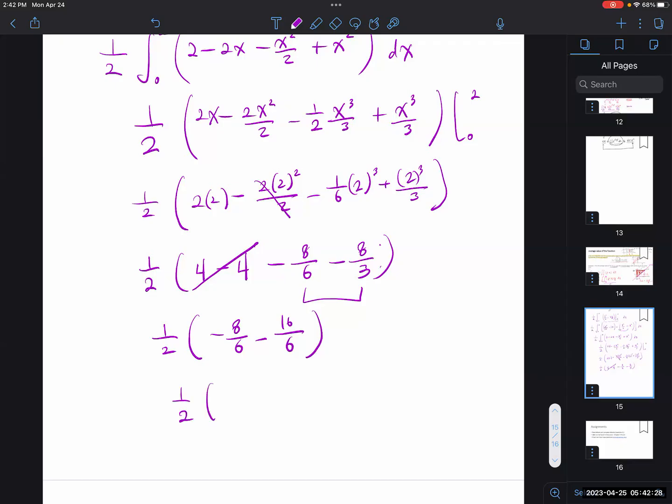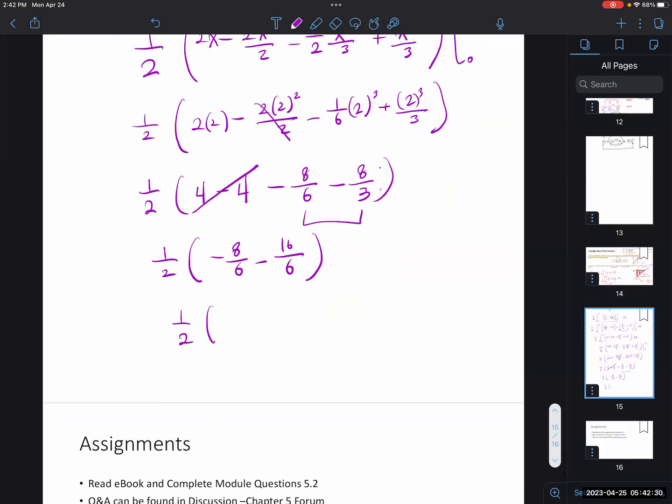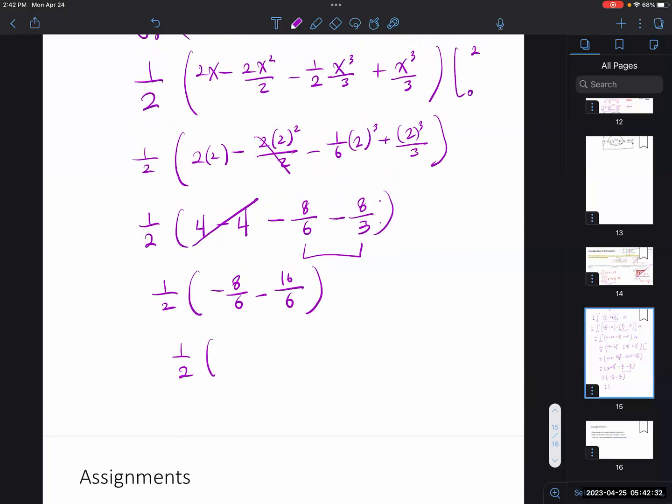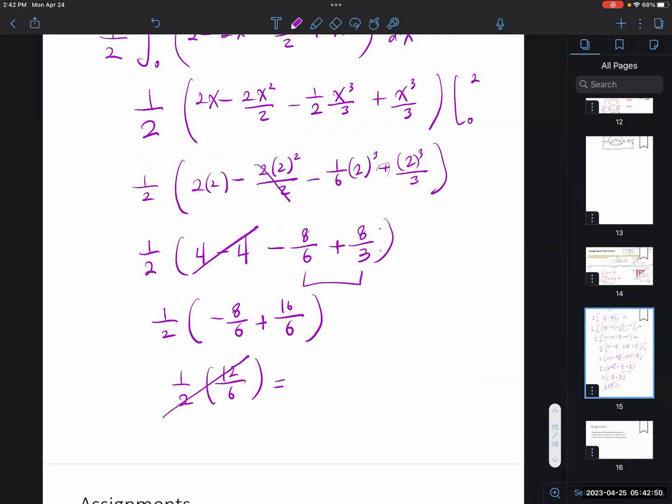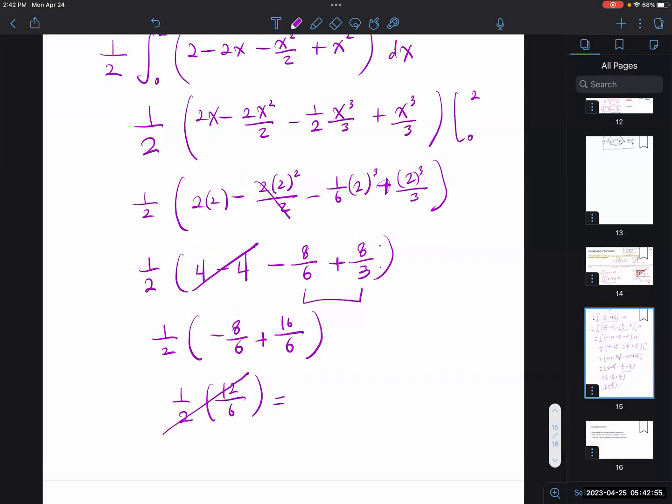So 1 over 2. I have a typo. There's a positive, it should be positive. So if I calculate it, it should be positive 12 over 6. So if I cancel, that's a 6. Am I correct? Let me just double check the calculation because that one was a positive, but I put the negative. So we have 8 over 6, which is 4 over 3.